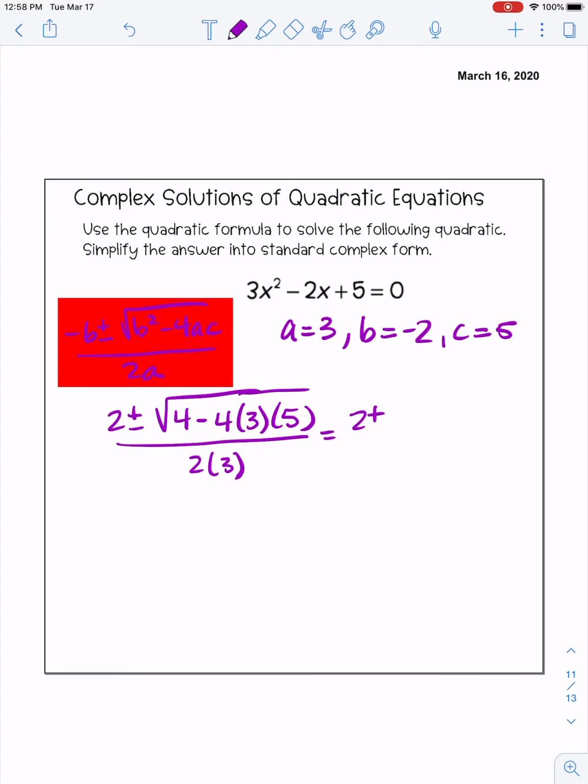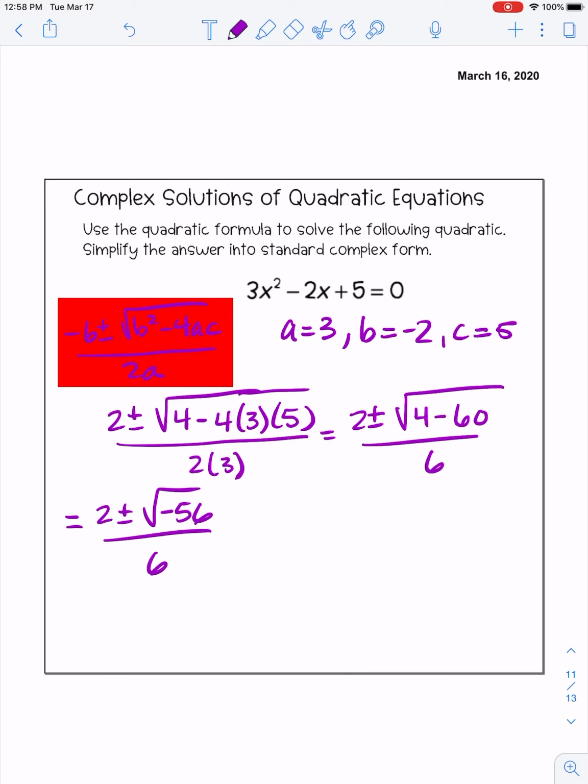Then I have 2 plus or minus the square root of 4 minus 60, over 6. And then that's going to simplify to 2 plus or minus the square root of negative 56 over 6. Now you see I have a negative under the square root, which implies I'm going to have complex solutions because I have to use i. And we can simplify the square root of negative 56.